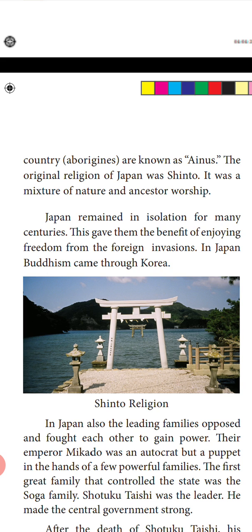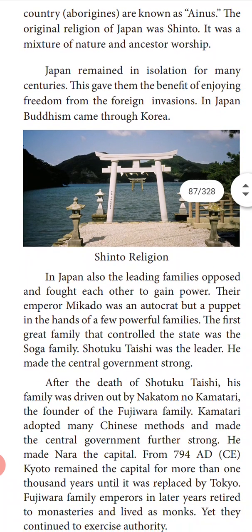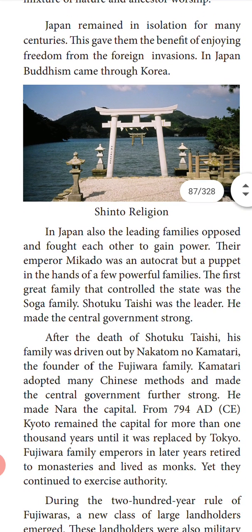But Japan did not become a colony of any of the countries. So they enjoyed their freedom. In Japan also, the leading families opposed and fought each other to gain power. Their emperor Mikado was an autocrat, but a puppet in the hands of a few powerful families. The first great family that controlled the state was the Soga family.